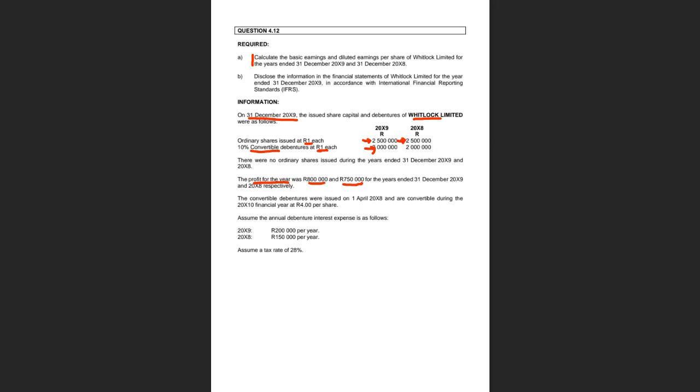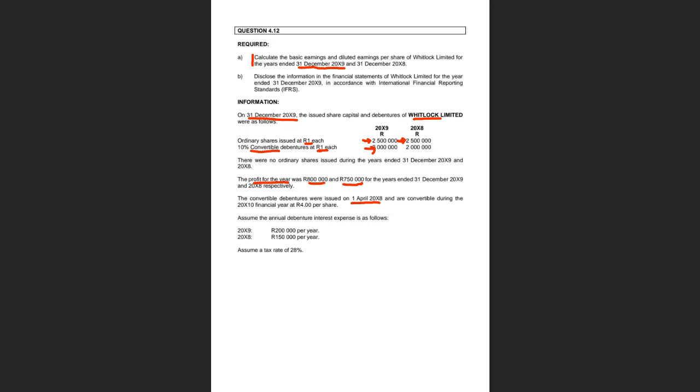So we don't need to take into account the tax effect on these specific amounts. That might not always be the case, right? So let's keep that in mind. So on these specific amounts, we don't need to take the tax into account. It says the convertible debentures were issued on 1 April 20x8. 20x8 is which year? It's our prior year, right? It was issued within the year because, based on the question, we know that the year end is 31 December. So it happened basically 3 months into the year.